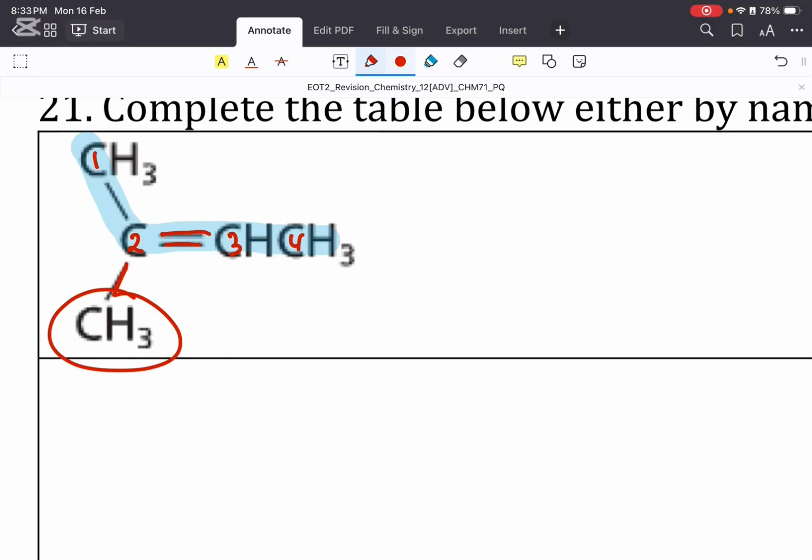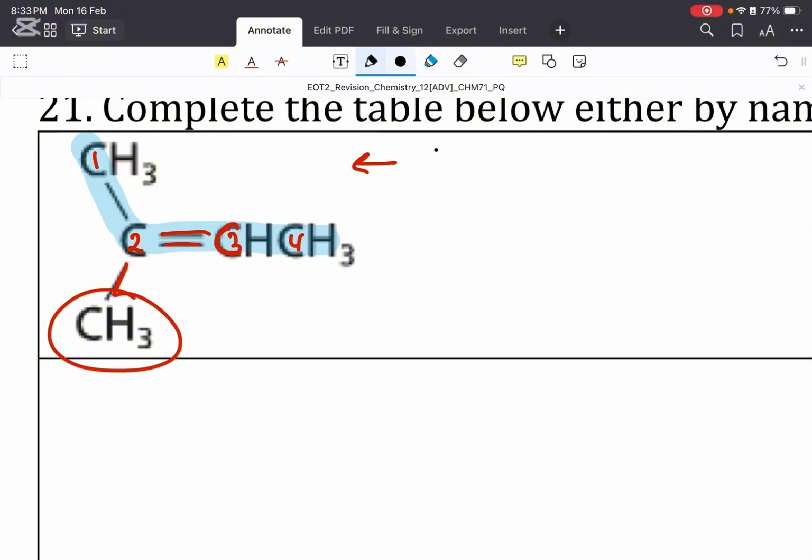So I better number it from this side, because if I number from here, the double bond is going to be on the second. If I start numbering from here, I'll show you. 1, 2. I'll get the double bond on the 2, but I get the branch on the 3. So since the other one will also give me the double bond on the 2, why not also lower the number of the branch?